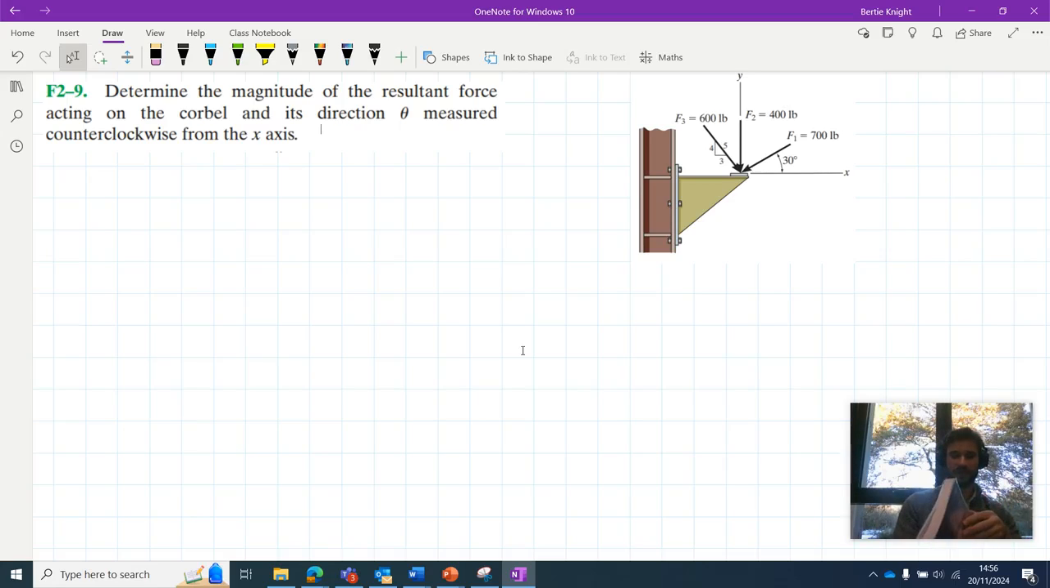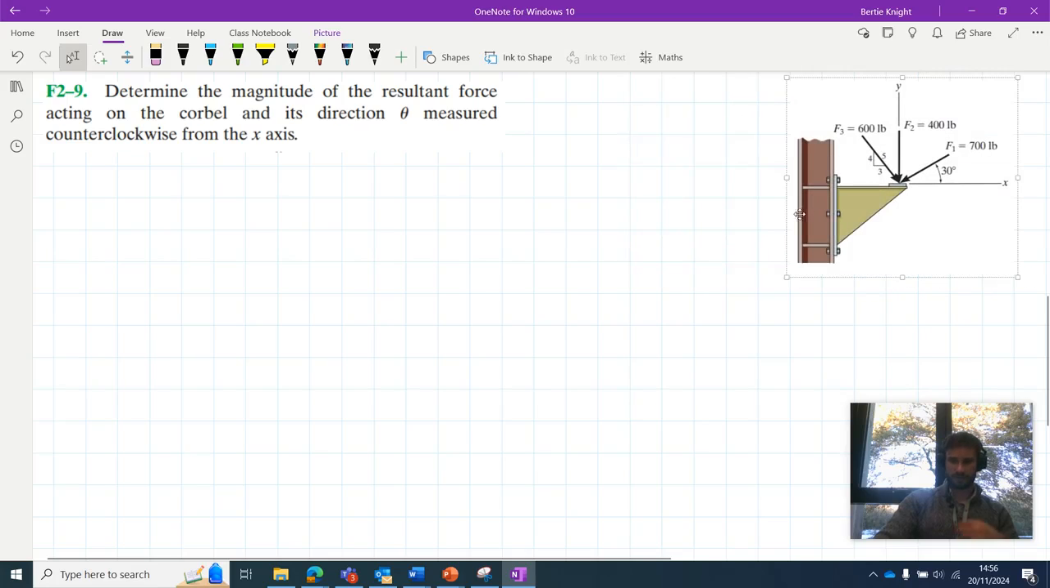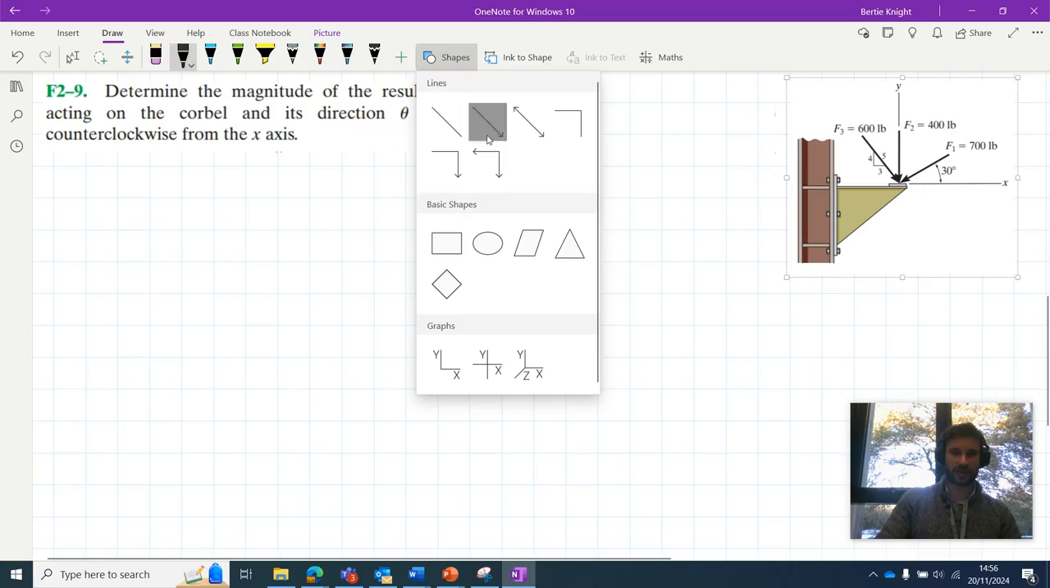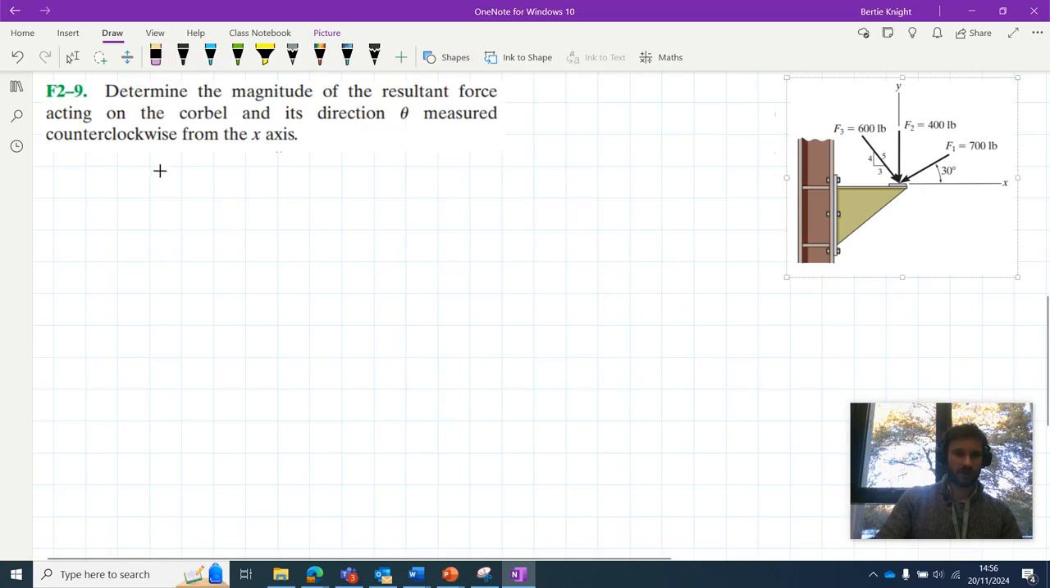This textbook here, Hibbeler. So we have this problem from chapter 2 of the textbook that states, determine the magnitude of the resultant force acting on the corbel and its direction theta measured counterclockwise to the x-axis. If you've done all of the fundamental problems up until this point, you'll notice that this is a very simple problem. Let's go ahead then and start off by sketching our free body diagram.